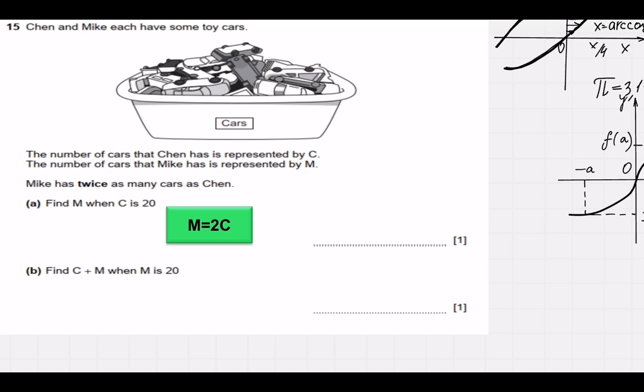Find m when c is 20. Now I will replace c with 20. 2 times 20 will be 40.